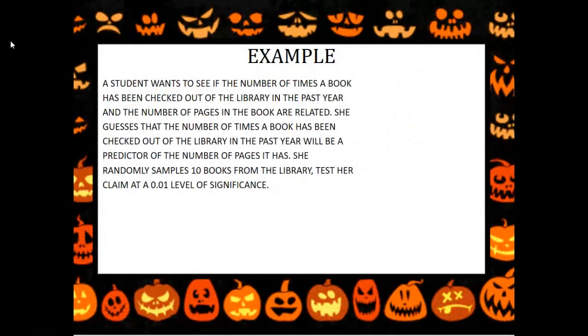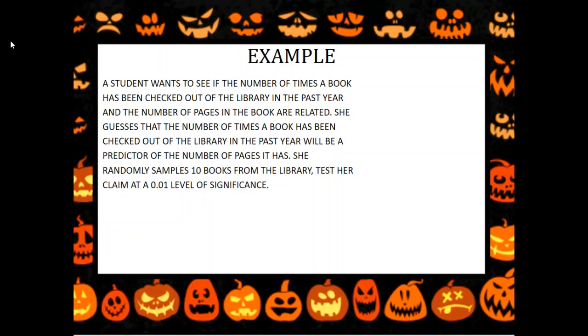So it says, a student wants to see if the number of times a book has been checked out of the library in the past year and the number of pages in the book are related. Seems like kind of a valid hypothesis. You know, the bigger the book, maybe people don't check it out as much. Personally, I think that the X should be the number of pages, because I would think the number of pages determines the checkout and not the other way around. This is the way the question was worded, so I left it.